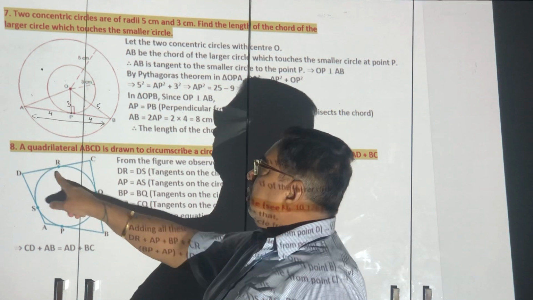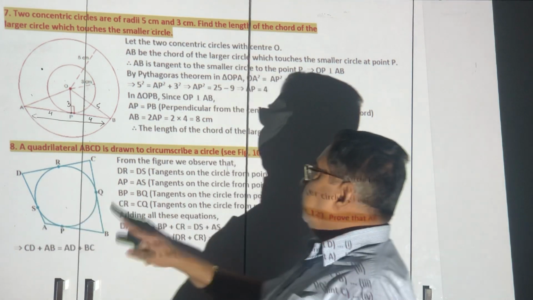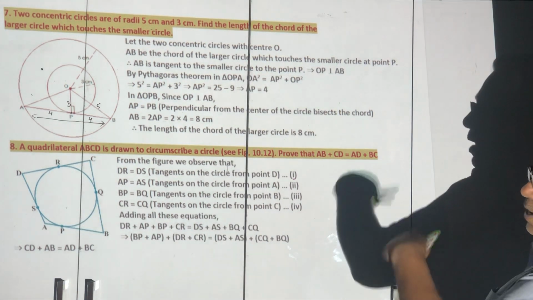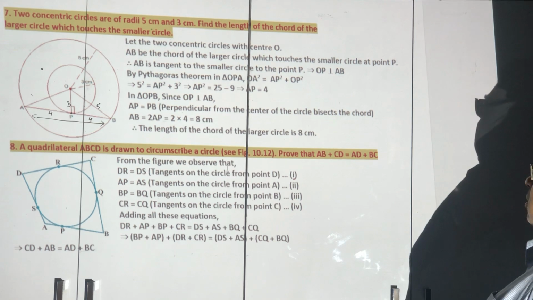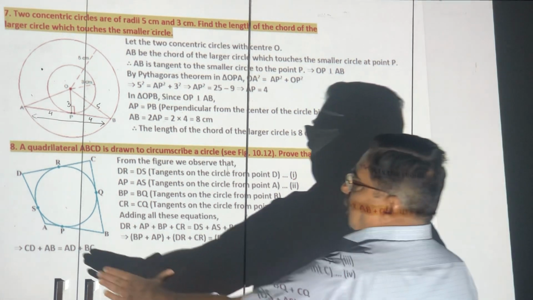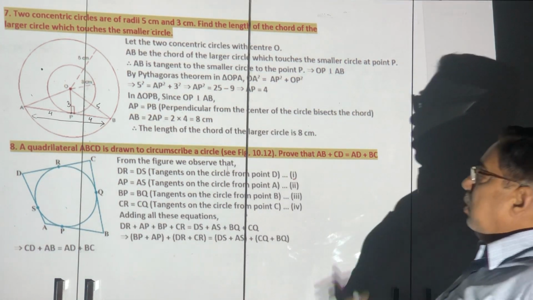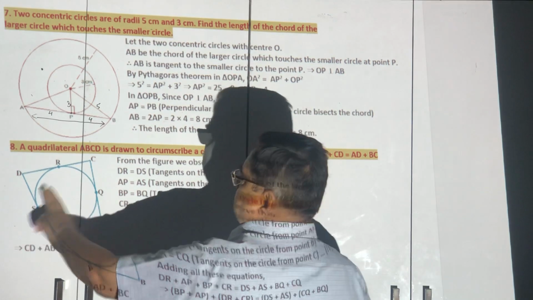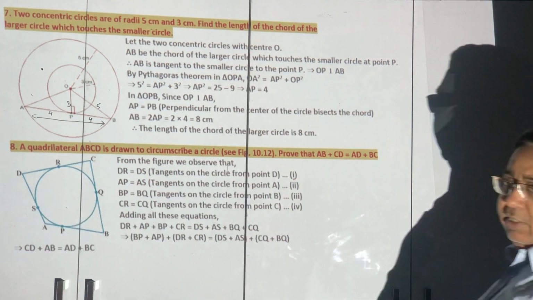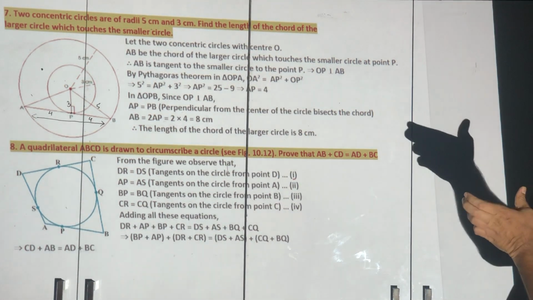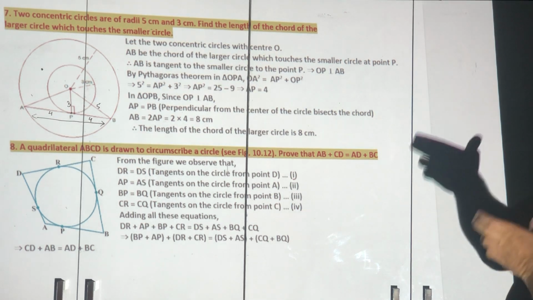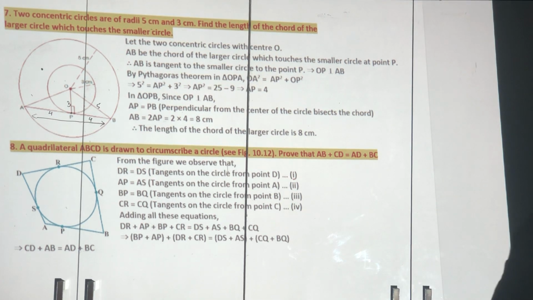8. A quadrilateral is given. Circumscribed, it is outside the circle, touching the circle. We have to prove AB plus CD, two opposite tangents, is equal to AD plus BC, the other two opposite tangents. Sum of the lengths of the opposite sides, which are tangents, are equal. We have to prove.